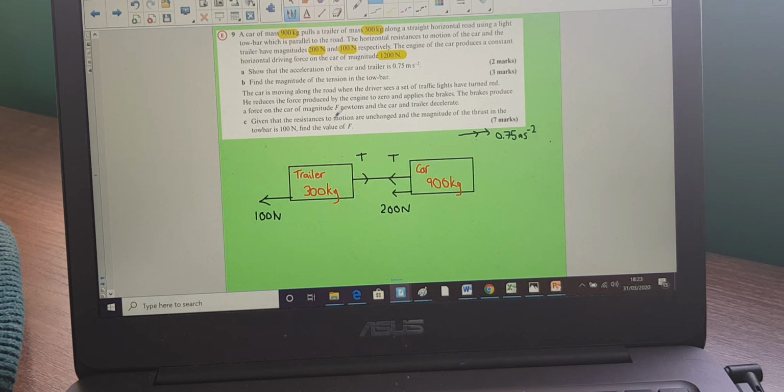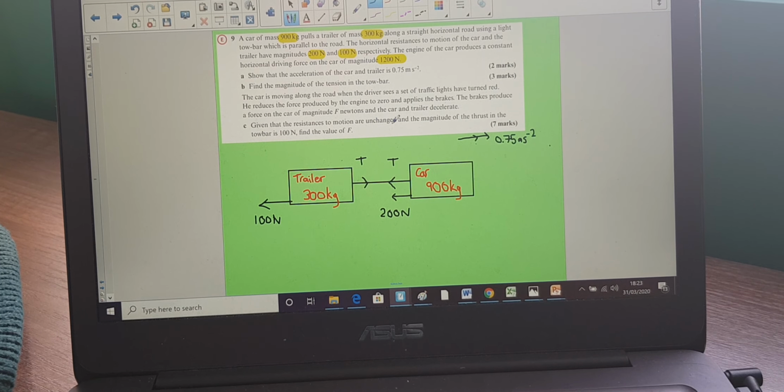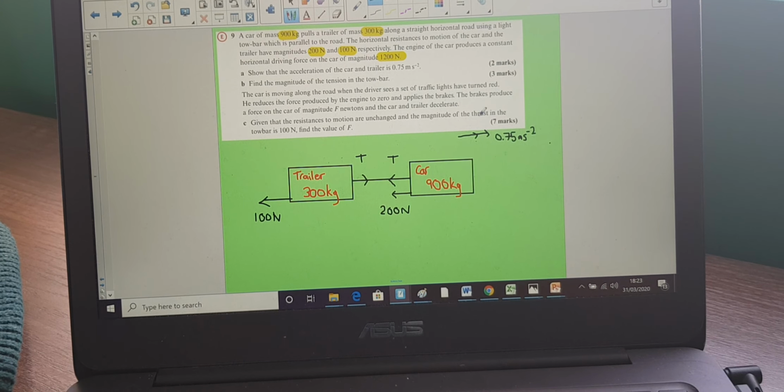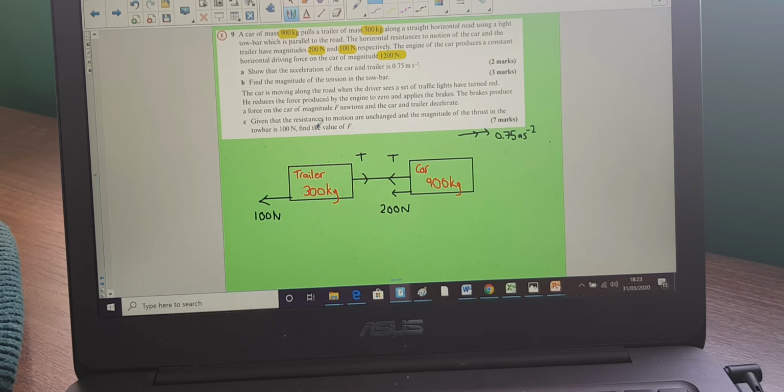Given the resistances to motion are unchanged and the magnitude of the thrust, that's weird because we've been dealing with tension before and now we're dealing with thrust, in the tow bar is 1,000 newtons, find the value of F. Right, try and get my head around this.